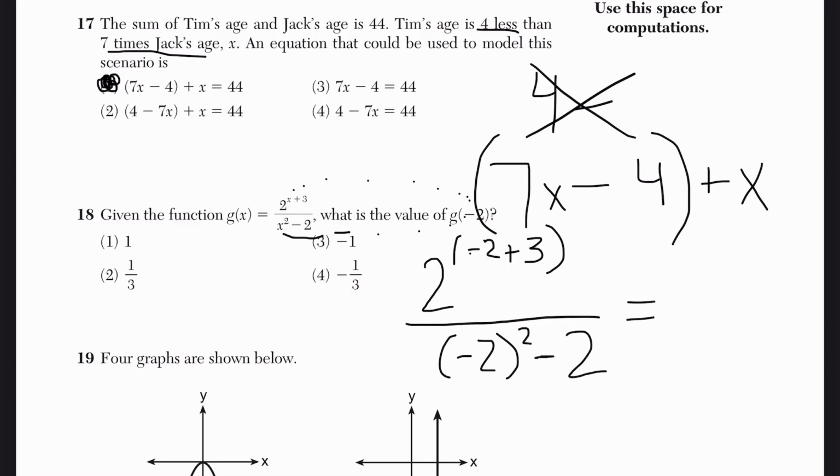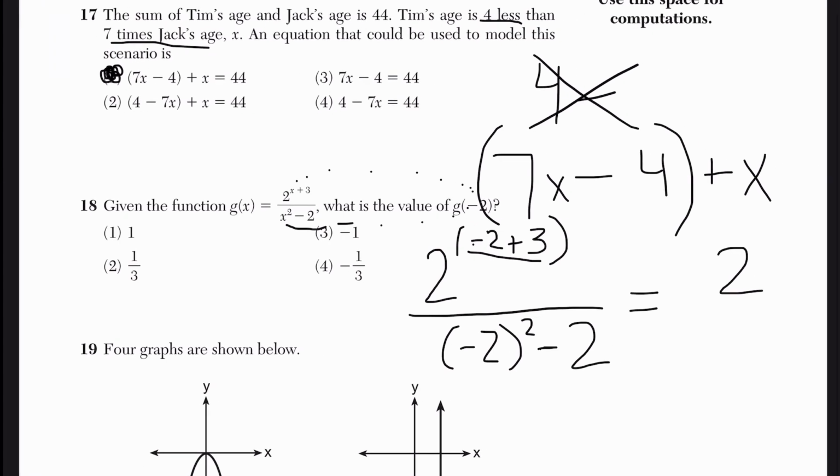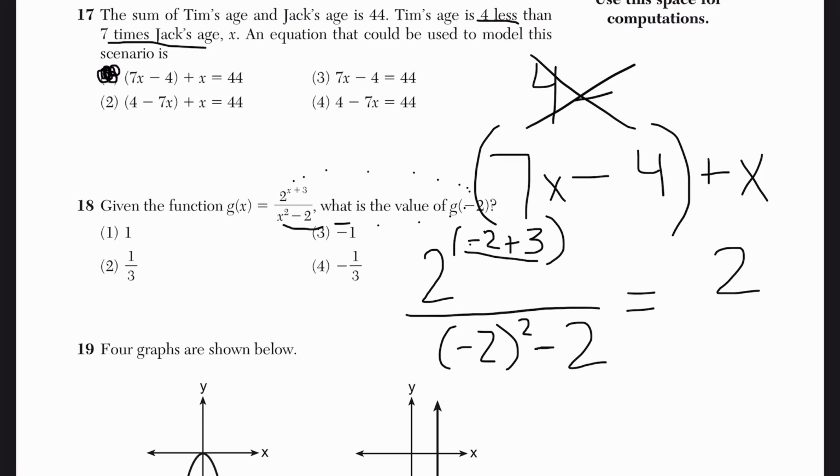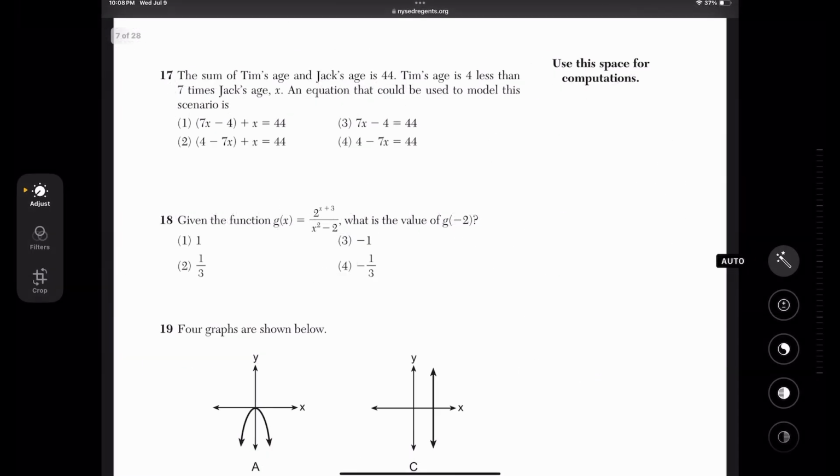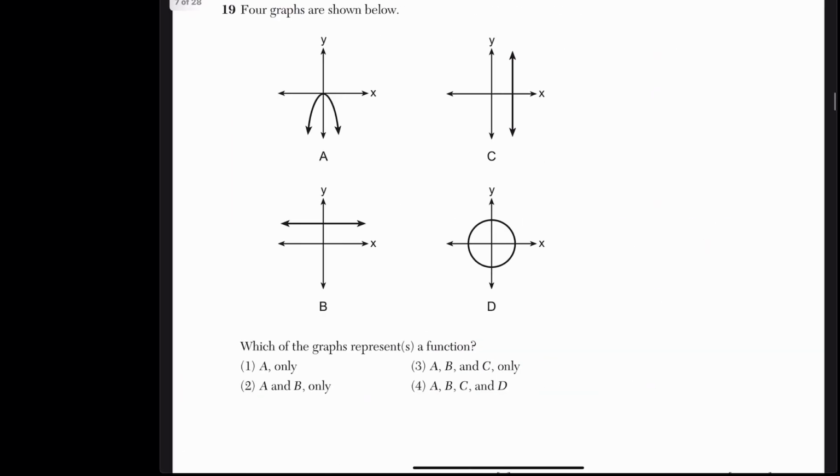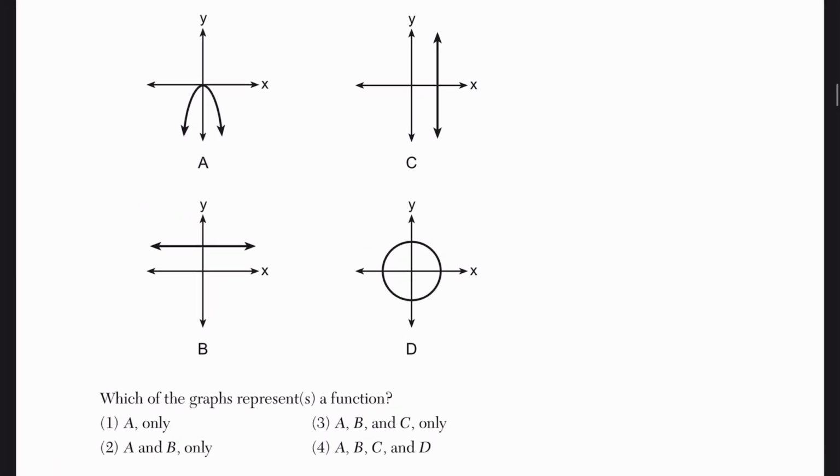So now just evaluate. This becomes +1. 2 to the +1 is 2. Sorry. This becomes +4. +4 minus 2 is 2, and 2 divided by 2 is 1. We're almost done with our multiple choice.